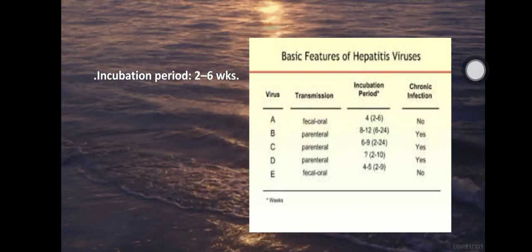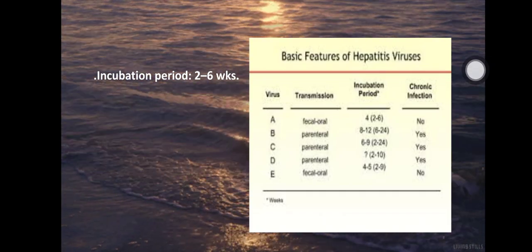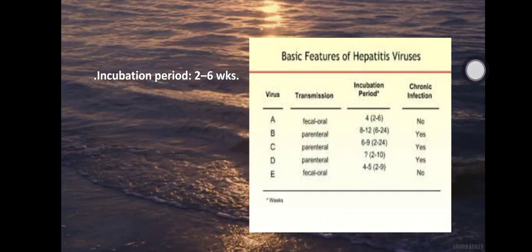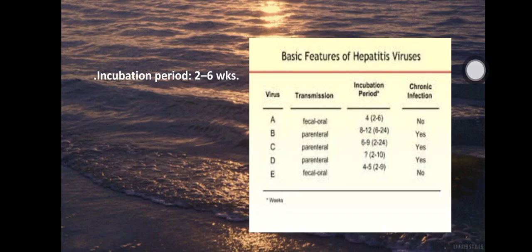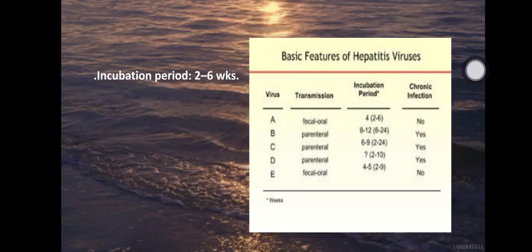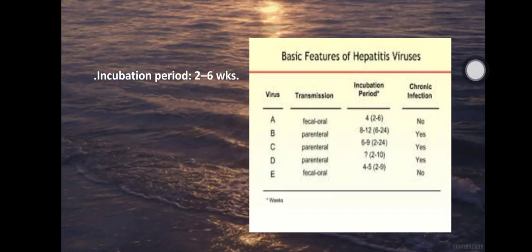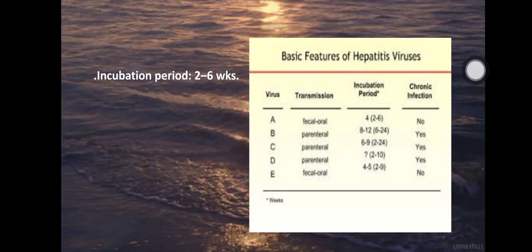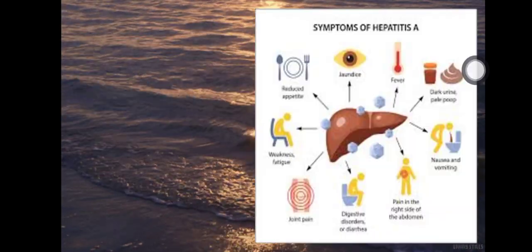So very rarely death occurs because of hepatitis A. But still there is a possibility. A person might either recover or might die, but will never go for chronicity. That is, it will never become a chronic infection.